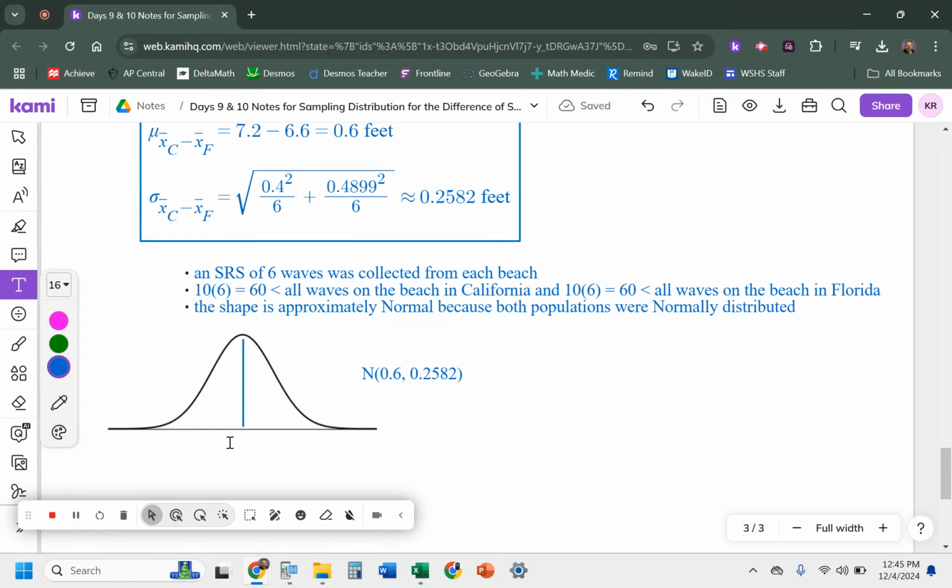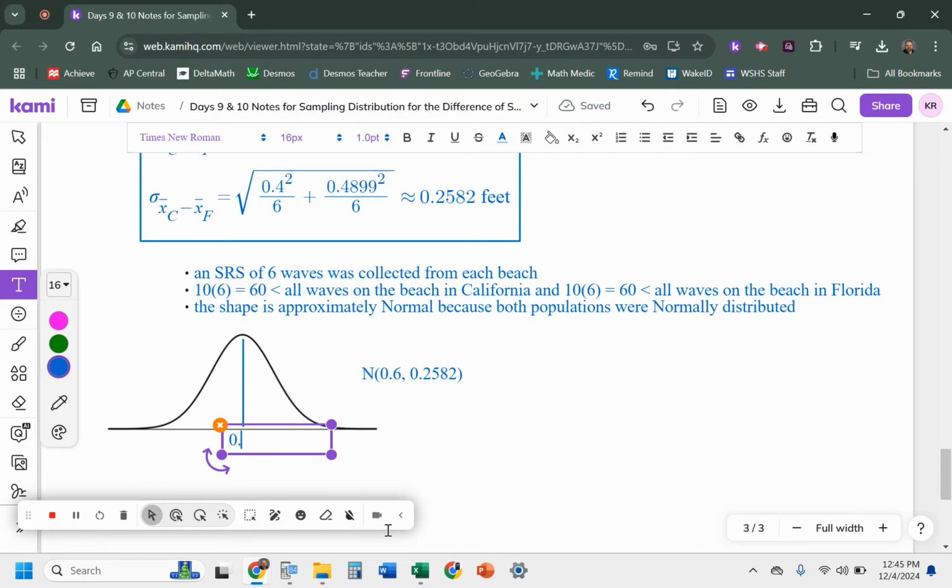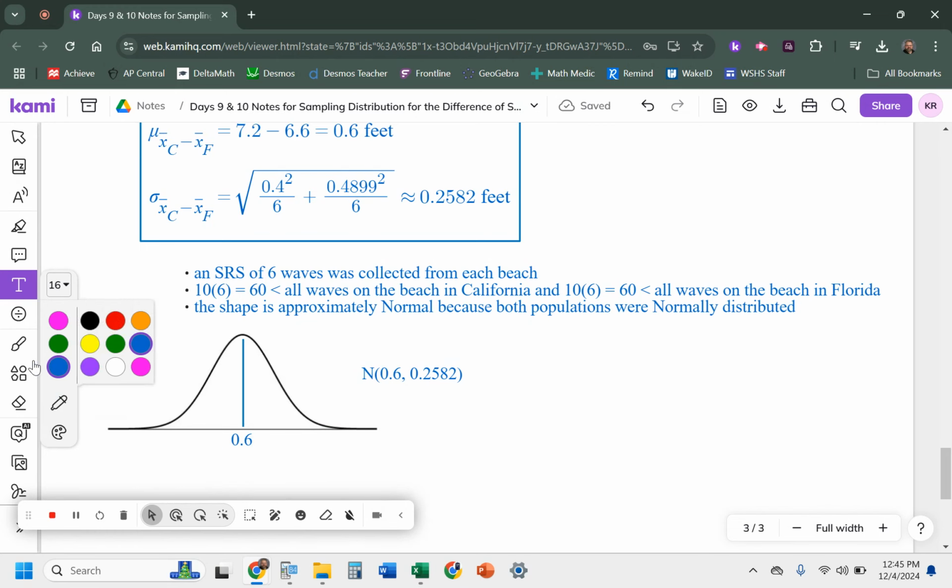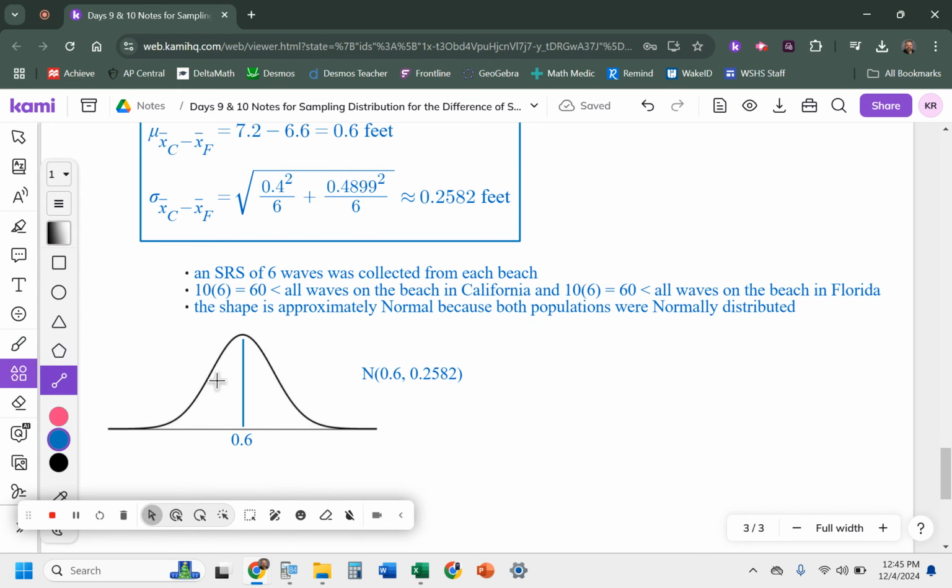Let's see, I'm going to have 0.6 right here. And then it says that we want a difference of greater than 0.5. So I'm going to come over here and put a line in for 0.5. Now, my one standard deviation is 0.2, so that would take me down to 0.4. So I'm thinking 0.5 is actually going to be somewhere more like right in here. And so that's our desired value.